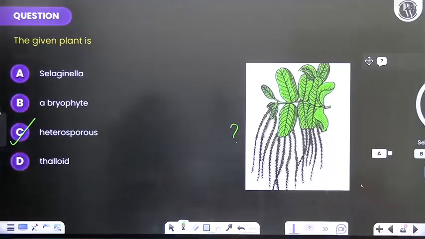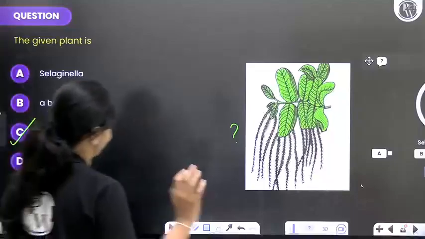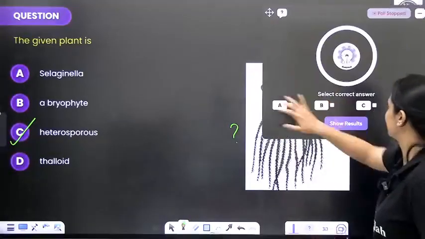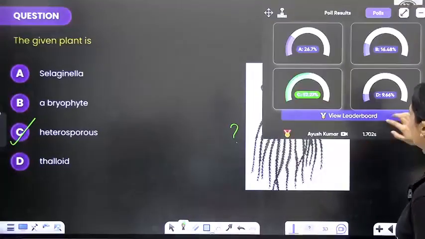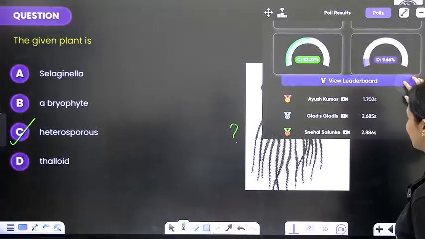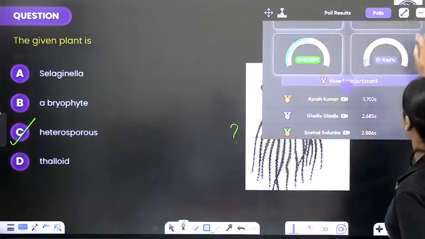Nice. This is Salvinia. So all of you are well versed. Option C is the correct answer. 52%. Ayush, Gladys, Snehal, top 3.